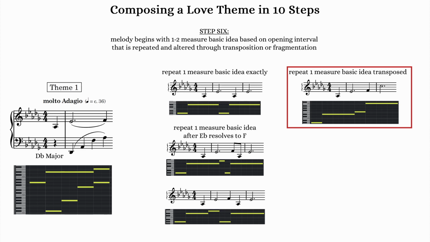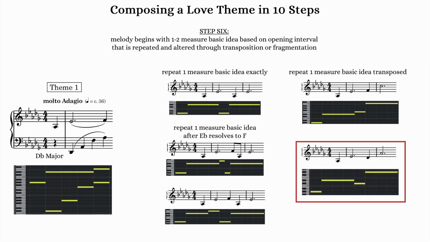I could also resolve the E flat down to F and then up a fifth from D flat to A flat. The possible advantage with this option is the contour direction is a bit more balanced. Again, I don't think one option is necessarily better than the other. It depends on what you're trying to do.